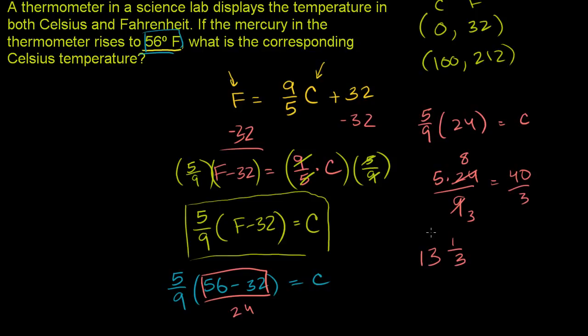And if this wasn't obvious to you, you could actually just take 3 into 40. 3 goes into 4 one time. 1 times 3 is 3. Subtract. You get 1. Bring down that 0. 3 goes into 10. 3 times 3 is 9. You subtract, you get a remainder of 1. So it's 3 and 1/3. So this is 13 and 1/3 degrees Celsius. So if it's 56 degrees outside in Fahrenheit, it's 13 and 1/3 degrees in Celsius.